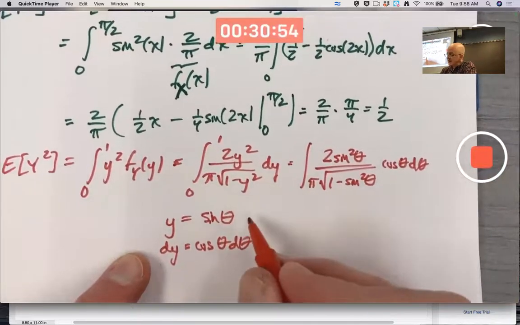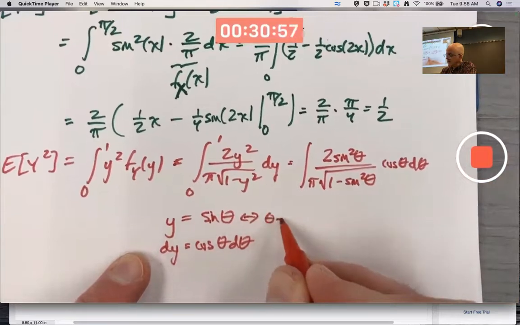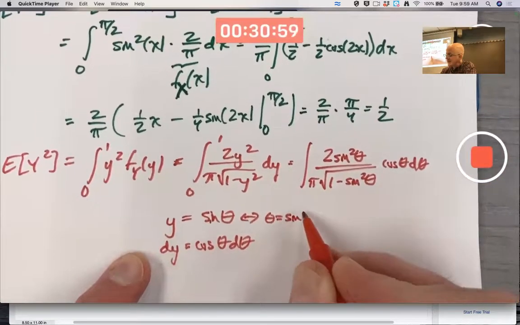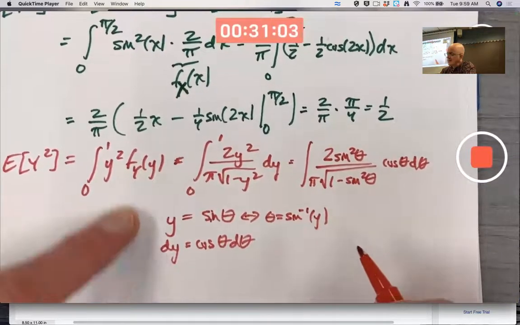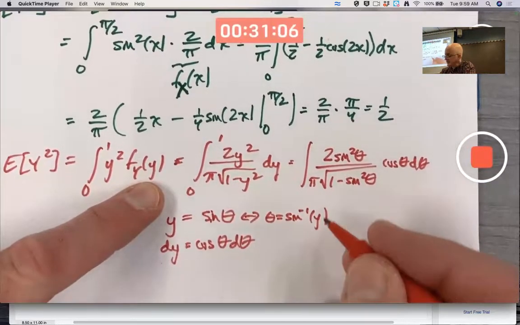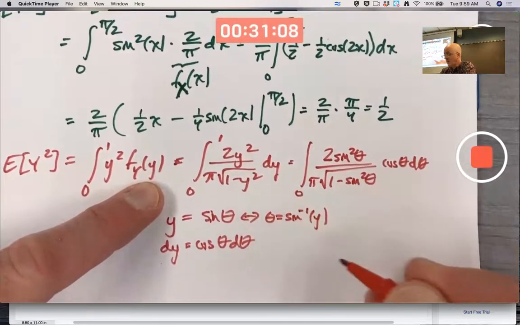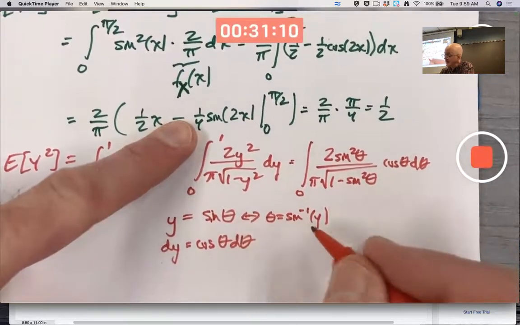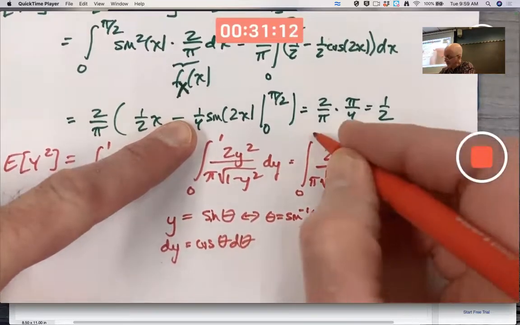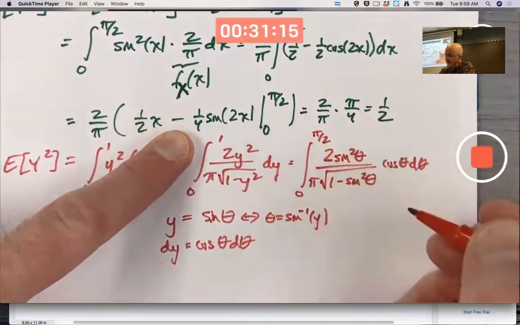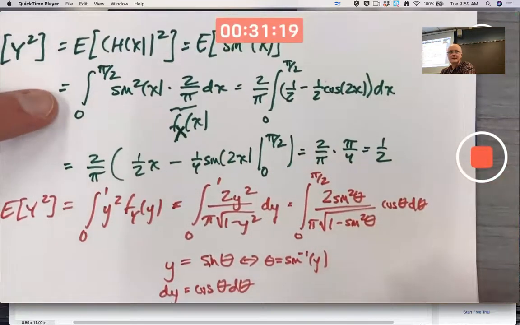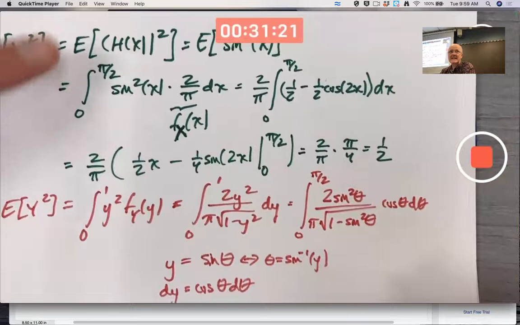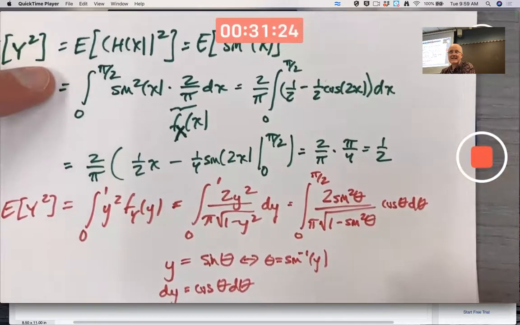Do need new limits of integration, use this equation. When y is sine theta, theta is inverse sine of y. So when y is 0, theta is the inverse sine of 0, which is still 0. But when y is 1, theta is the inverse sine of 1, which is pi over 2. This is starting to feel familiar. It simplifies things. Once you do the trig substitution, they're equivalent in difficulty.